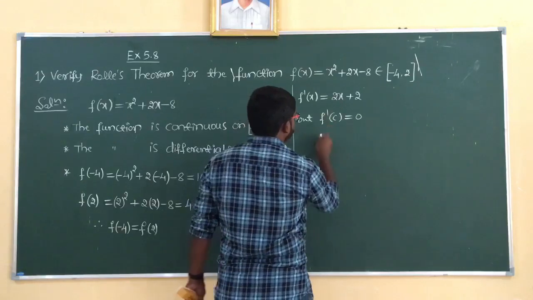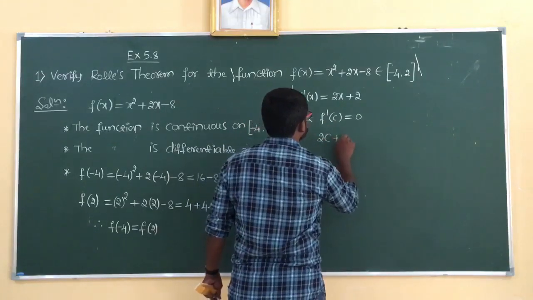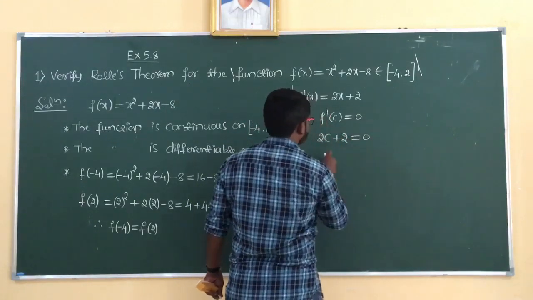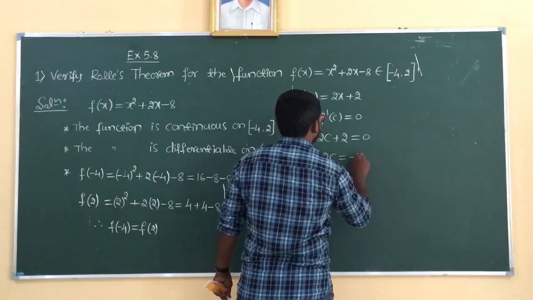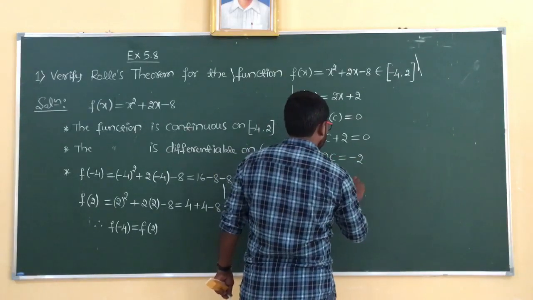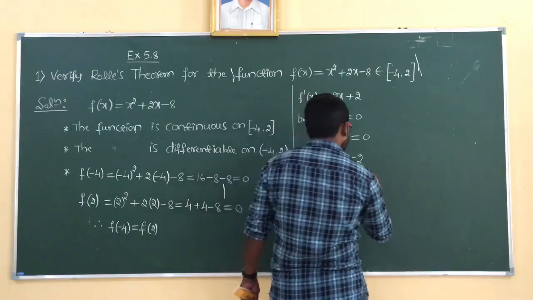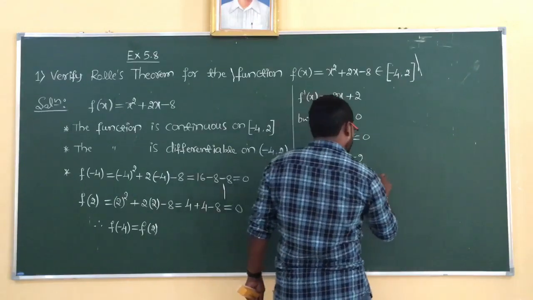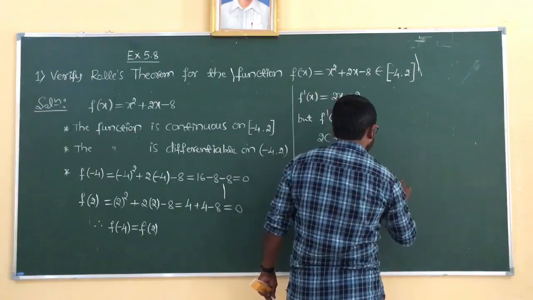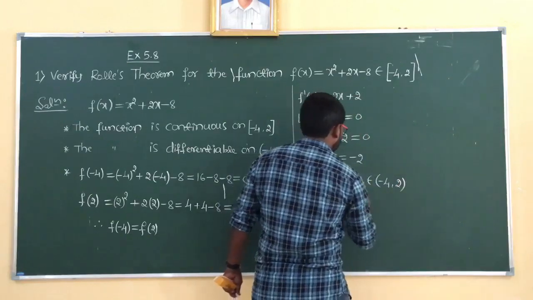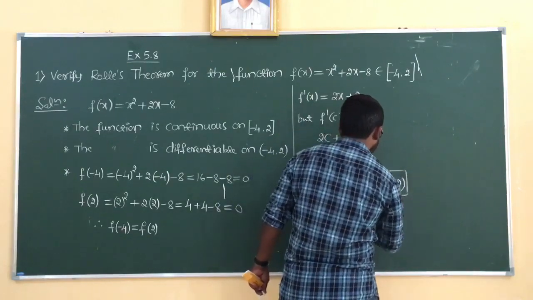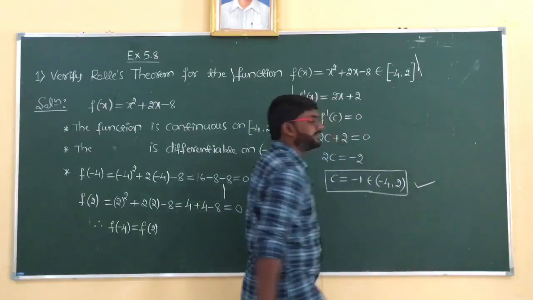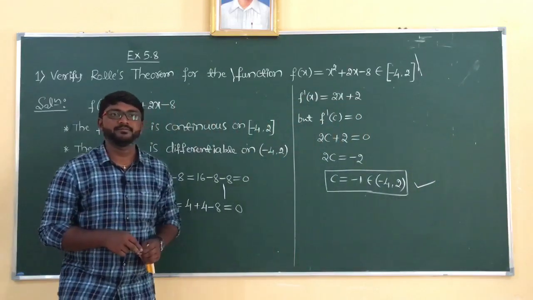So what is f dash of c now? 2c plus 2 equals 0. So 2c equals minus 2, c equals minus 1, which belongs to the open interval minus 4 comma 2. So this is the value of c, and hence we have verified Rolle's theorem.